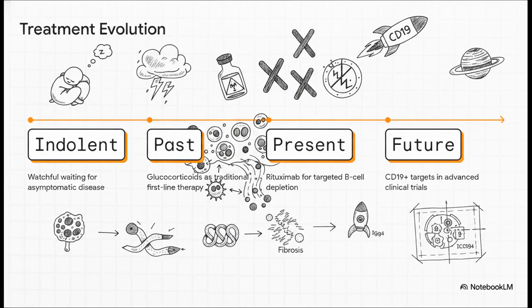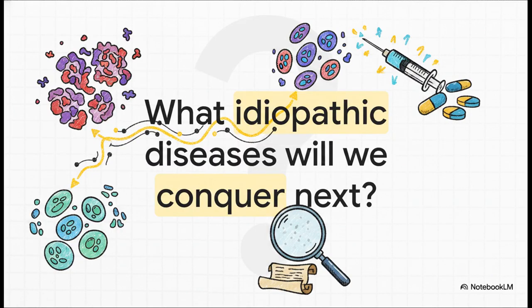And looking to the future, highly targeted CD19+ modulating agents are already in advanced phase 3 clinical trials, which is huge for managing these complex clinical phenotypes. To wrap all this up, this master mimic has taught us an incredible lesson. Precise pathology leads to precise pharmacology. By finally recognizing the hidden links between these once separate diseases, we've completely revolutionized how we treat them.